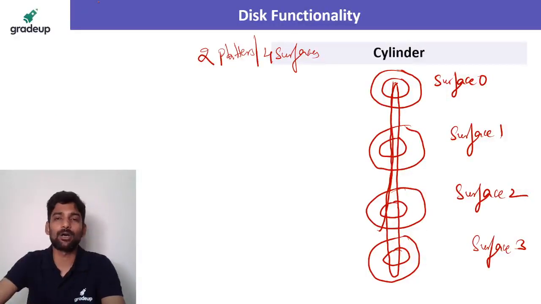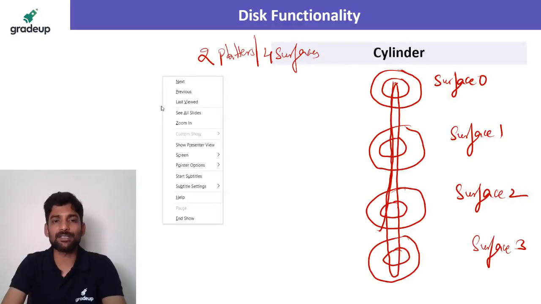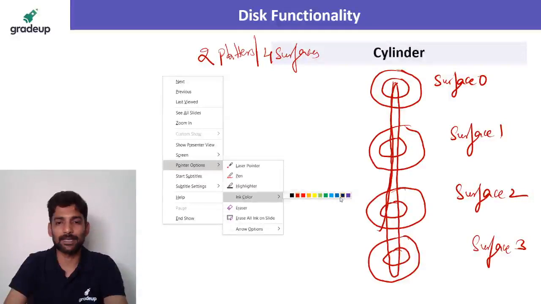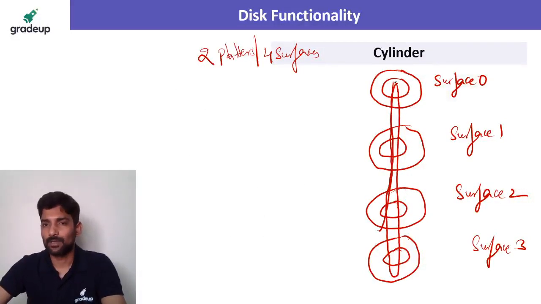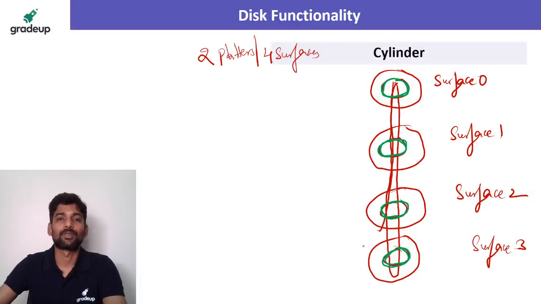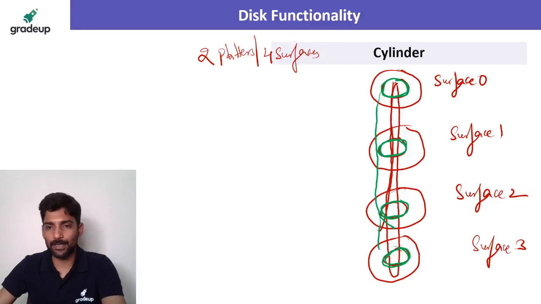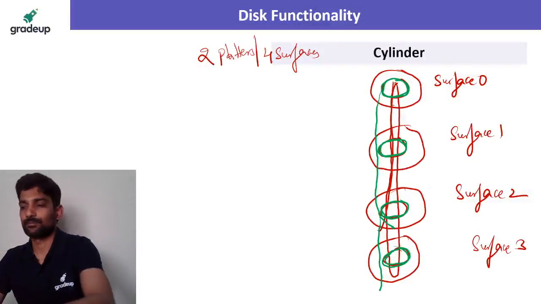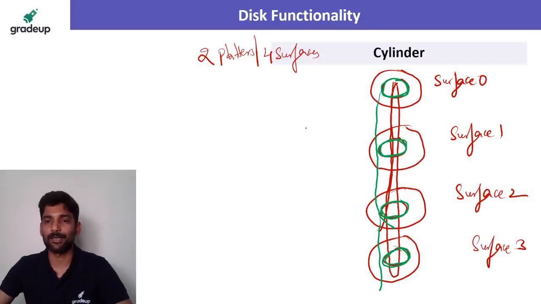Now, how the data gets read or written: first, all first tracks will be finished. Let me mark here. First the data gets recorded in this first track. Once the track is full, the data gets recorded on the first track of the next surface, then on the next surface. So, one track from every surface.